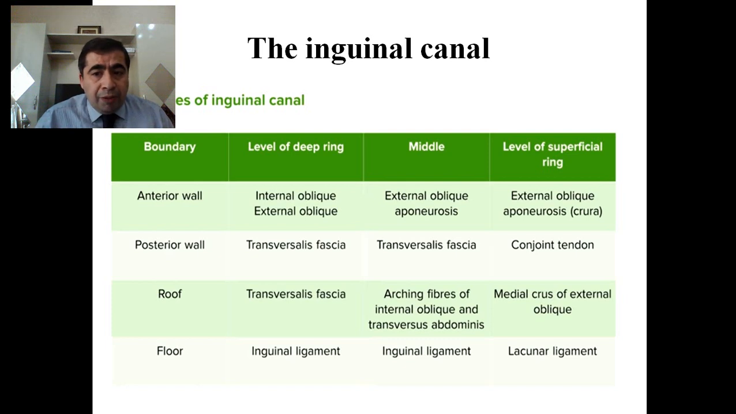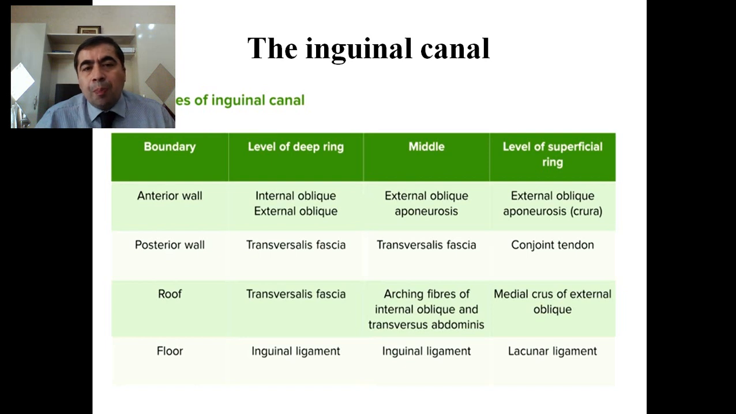You know what the superficial ring is, because I explained it. The deep ring is located 1.25 centimeters above the midpoint of the inguinal ligament. But the boundaries of the inguinal canal change depending on the level. At the level of the deep ring, at the middle part, and at the level of the superficial ring, the anterior wall, posterior wall, also roof and floor, are changeable.